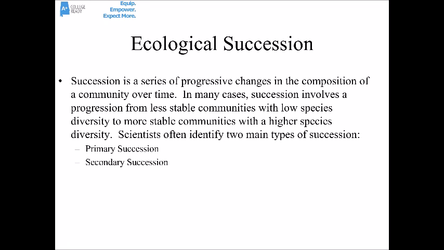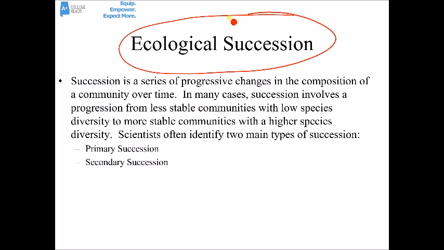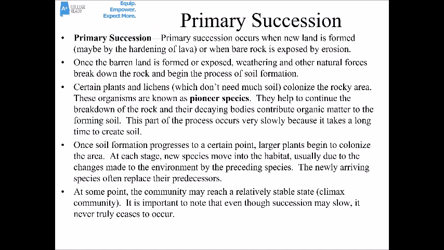The last thing we'll talk about in this particular screencast is a topic called ecological succession. Succession is a series of progressive changes in the composition of a community over time. In many cases, it involves a progression from less stable, less diverse communities to more stable communities with much higher species diversity. We oftentimes talk about two kinds of succession: primary succession and secondary succession. So let's start off by talking about primary succession.